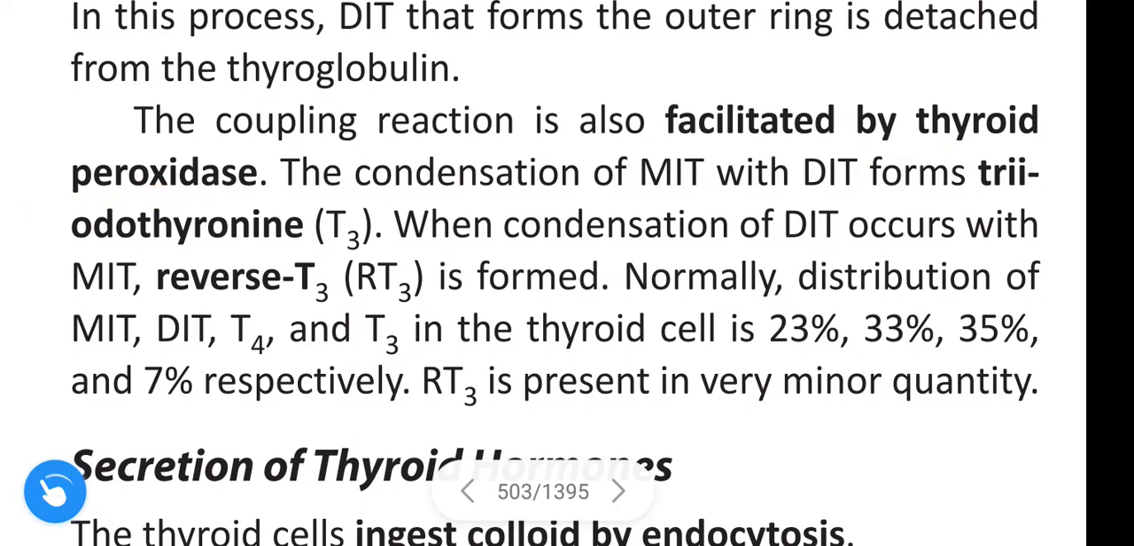The condensation of monoiodotyrosine with diiodotyrosine forms triiodotyrosine, that is T3. When condensation of diiodotyrosine occurs with monoiodotyrosine, it forms reverse T3. Remember, MIT with DIT, 1 with 2, forms T3. When 2 with 1, that means diiodotyrosine with monoiodotyrosine, it forms reverse T3.